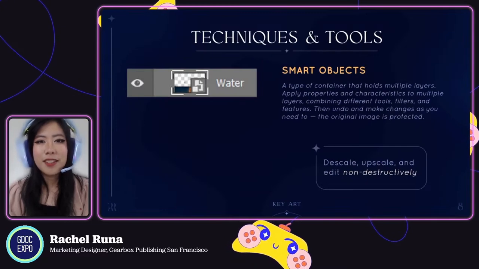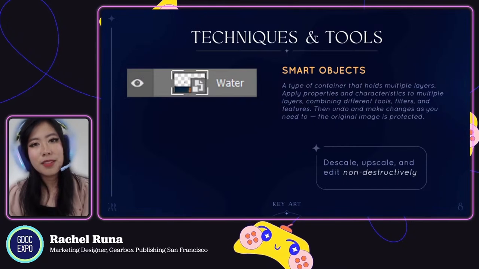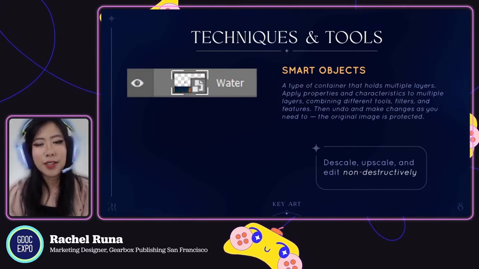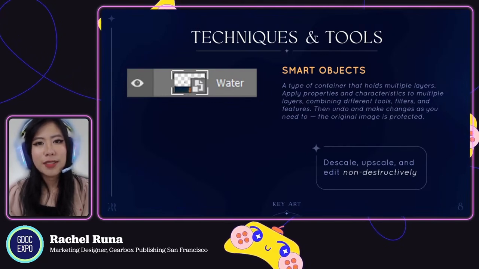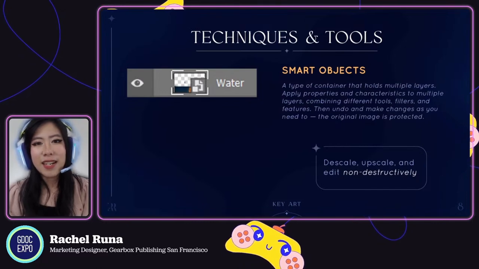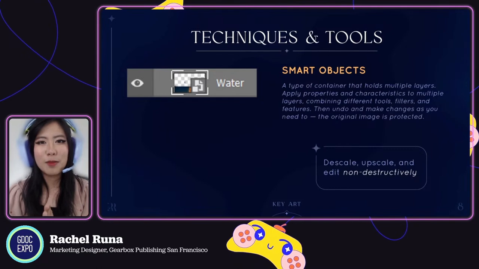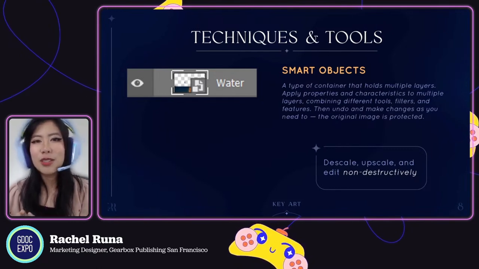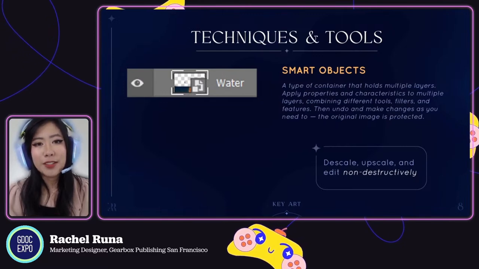Now that we've gone over layers, let's talk about some other techniques and tools that will aid you in the creation of your key art, starting with smart objects. And you can see the definition that Adobe has here. But I like to think of it simply as I make a layer a smart object, and the original image is protected. In Photoshop, it is a big deal to work non-destructively.